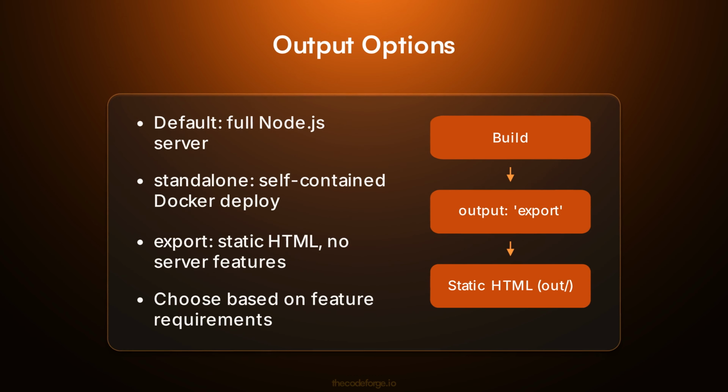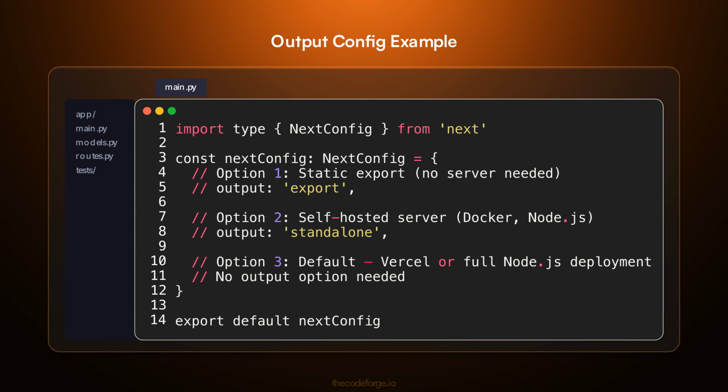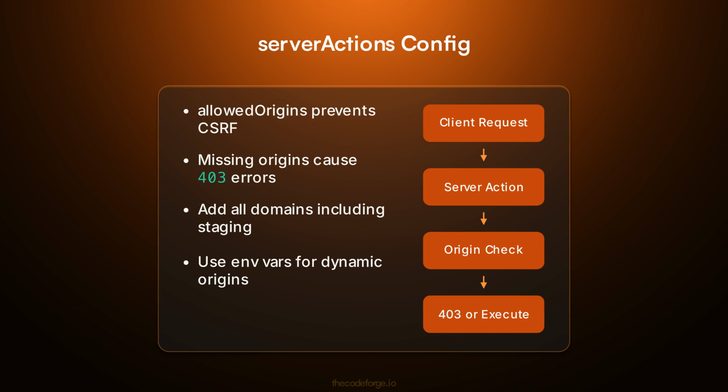The output option determines how Next.js builds your app. The default builds for a Node.js server with all features. output: 'standalone' creates a self-contained deployment for Docker. output: 'export' generates static HTML but disables all server features like API routes, ISR, and middleware. Choose wisely. If you think you might need any server-side feature in the future, don't start with static export. Migrating is costly.